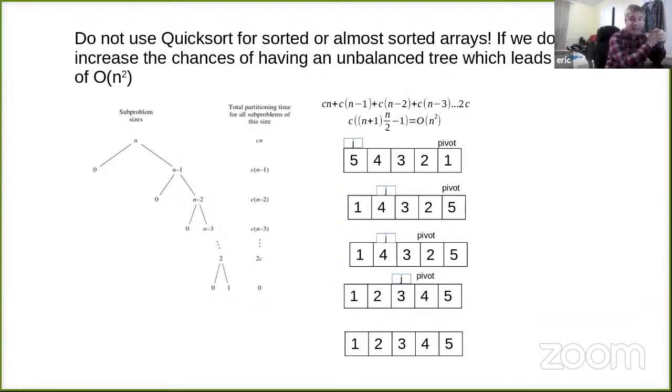But when do you not use quicksort? The time when you don't want to use quicksort, and most importantly, is if you have a sorted or almost sorted array. If you use quicksort on an almost sorted array or a sorted array, you're going to be running in O(n squared) time. And what I have there is an array that's sorted in reverse order, 5, 4, 3, 2, 1.